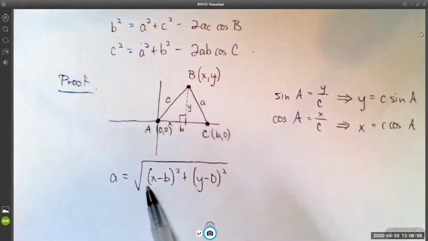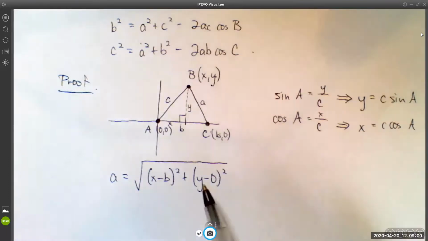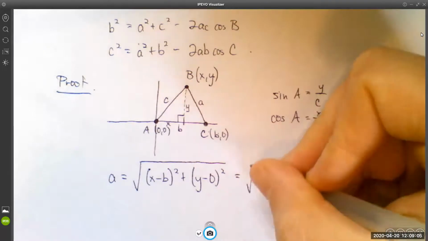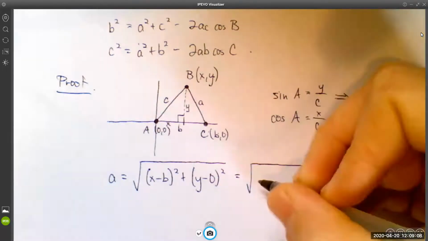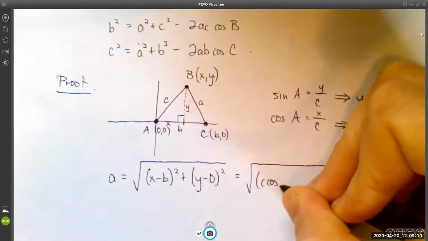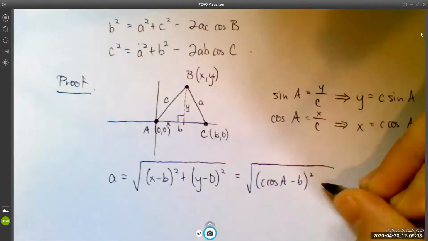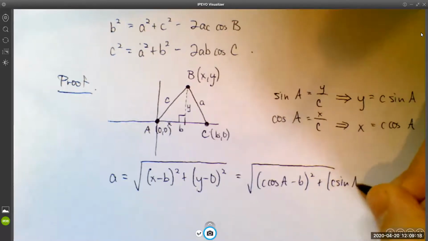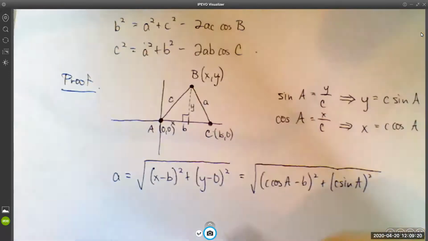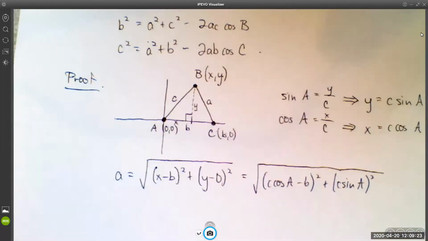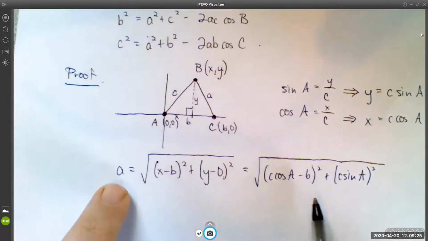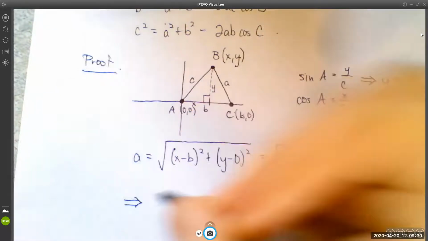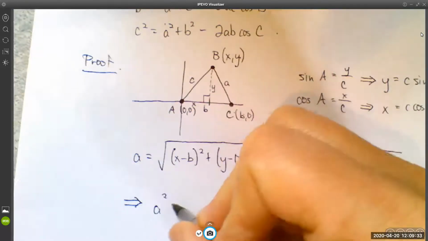But I can replace x with c cosine A, and I can replace y with c sine A, right? So this is going to be the square root of c cosine A minus b squared plus c sine A minus 0, right, squared. Very good. What I'm going to do now is square both sides of this equation so that I cancel that square root. And now this will start looking really familiar, right? So we get a squared equals.